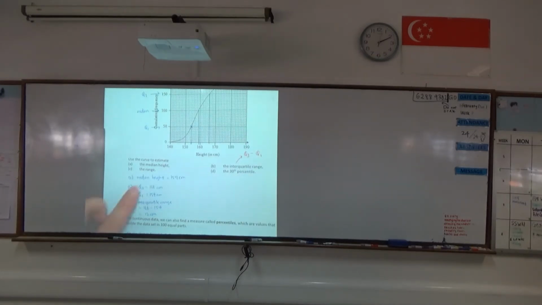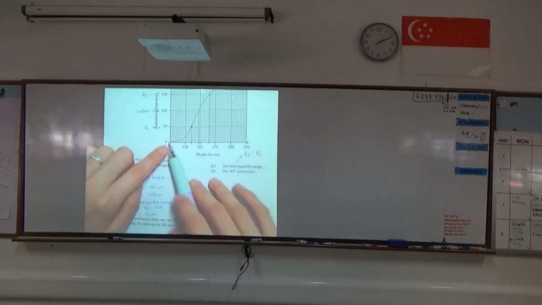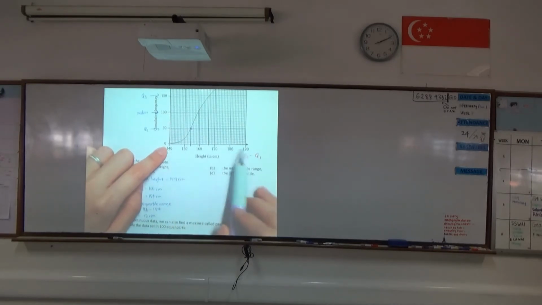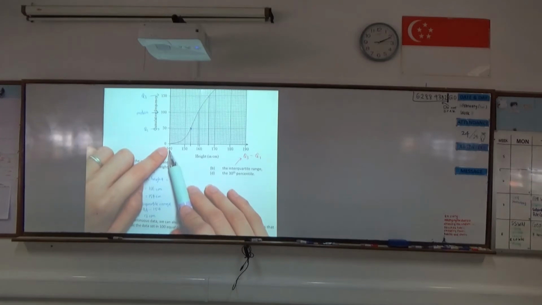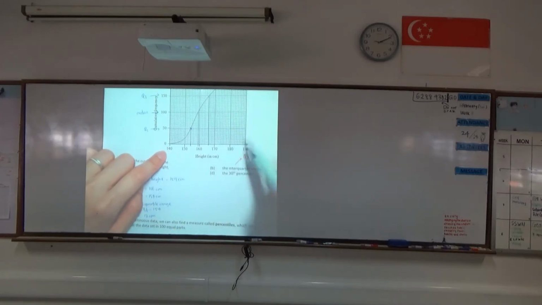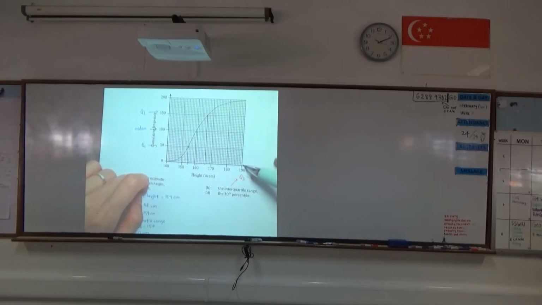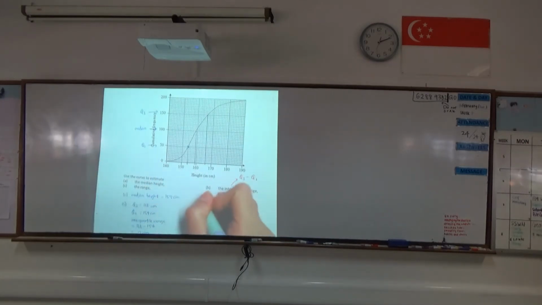Next, the range itself. For range, we look at the span of the data, from the smallest data to the largest data. The smallest data starts at 140 cm. The largest data, based on the curve, ends at 190. So we focus on the start and the end of the curve, not the axis itself, because it's not all the time that the curve fits so nicely into the axis. In this case, we are looking at 190 minus 140. So we have a range of 50 cm.